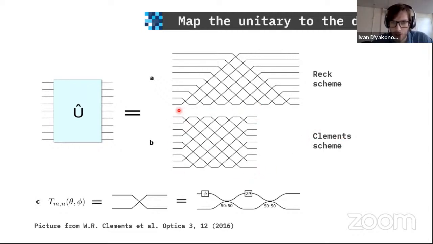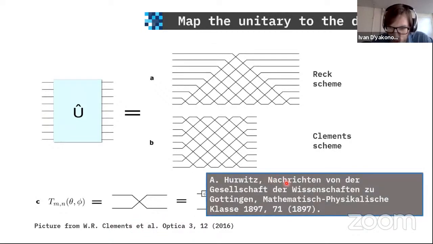It is more symmetric, thus it is more tolerant to losses inside of the circuit. And also it is important to note that each cross here inside of the mesh on top and the mesh on bottom is actually a Mach-Zehnder interferometer, whose parameters are theta and phi. So this picture is taken from this work. It's actually important to note that the decomposition developed in the Reck scheme was known long ago in this mathematical paper.